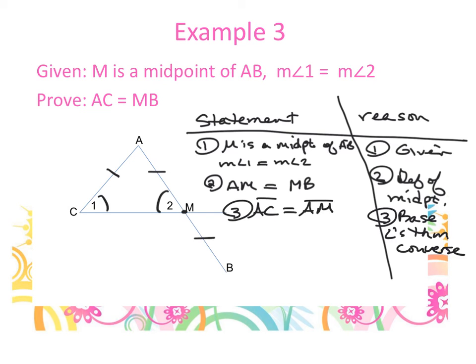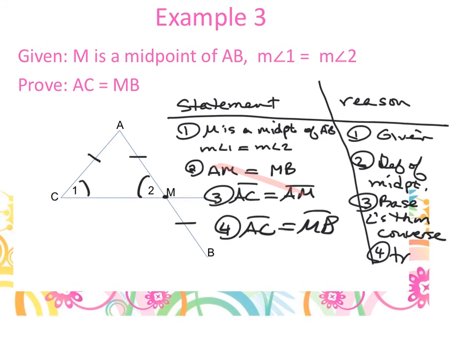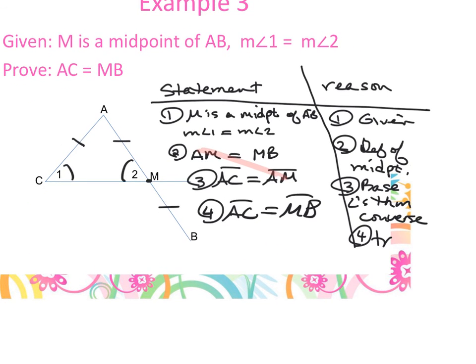And now I can do a transitive or a substitution and say that AC equals MB. Which is what they were asking me to prove. And that reason is either transitive or substitution. See how these two simplify or cancel out? So the reason here is either transitive, or I would also accept substitution.